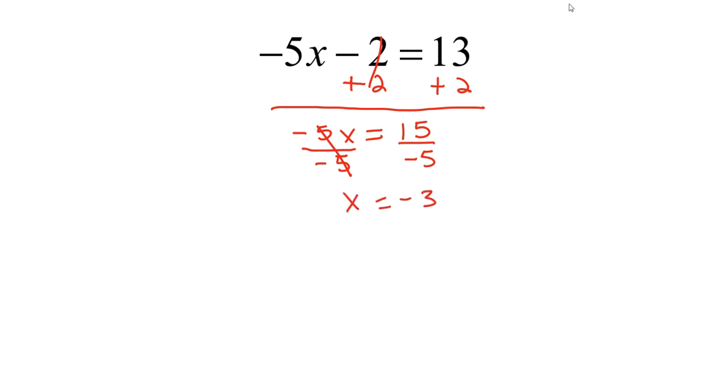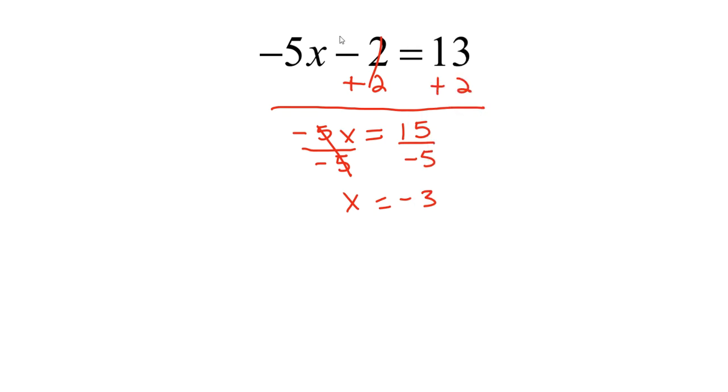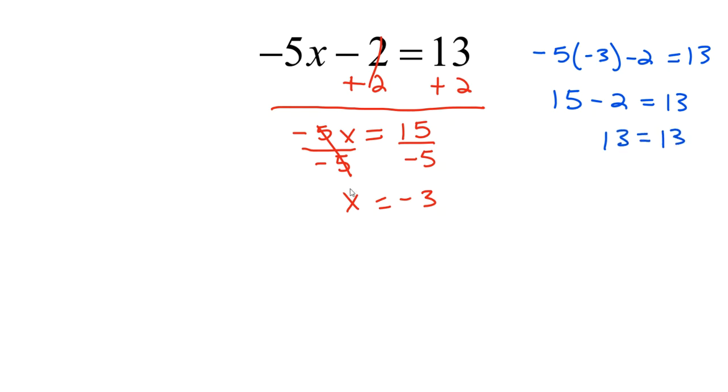And again, if I want to check my answer, all I have to do is plug it into the original equation and multiply it out. So a -5 times a -3 would give me a +15. And 15 minus 2 is 13. So I know that this is the correct solution, or this is the solution set to my equation.